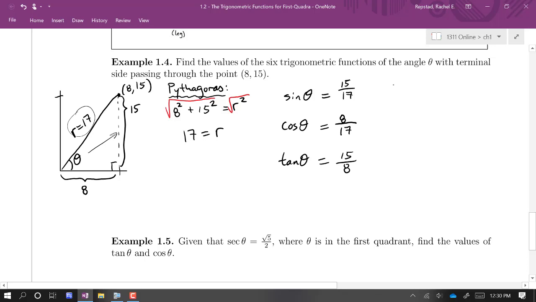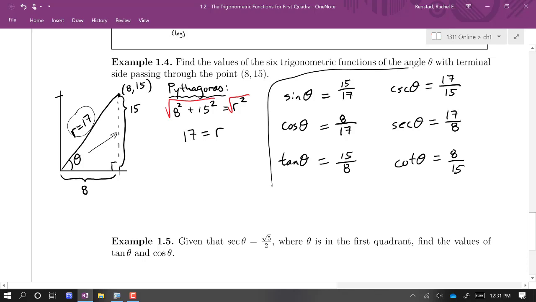Now for the other ones, I'm just going to take their reciprocals. So cosecant theta is the reciprocal of sine, 17 over 15. Secant theta is the reciprocal of cosine, so 17 over 8. And cotan theta is the reciprocal of tangent, 8 over 15. And those are the values that we're looking for.